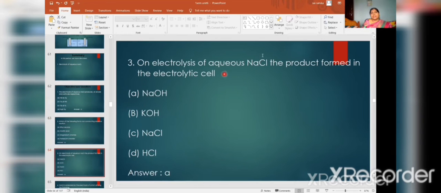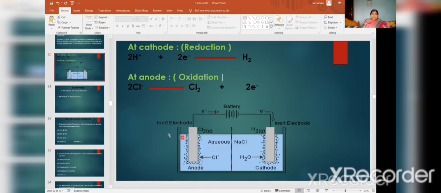Next, come to the third question. On electrolysis of aqueous NaCl, what is the product formed in the electrolytic cell? Once again I will read the question. Here he is asking, in the electrolytic cell, which is the product forming? We studied this now, so I didn't write the equation.